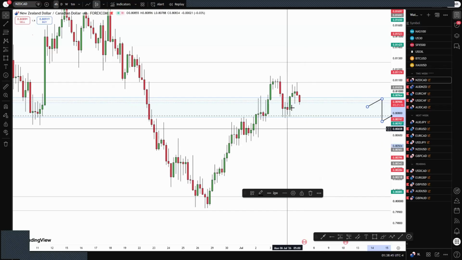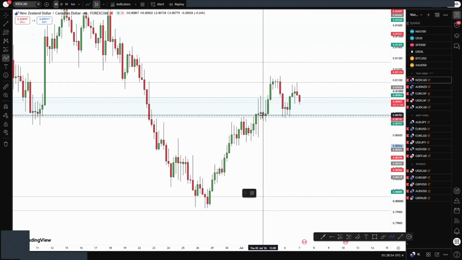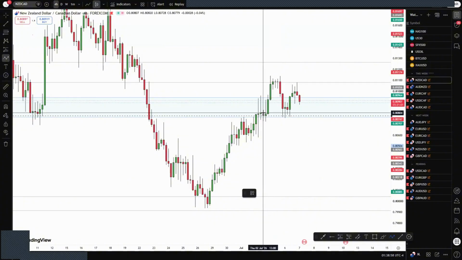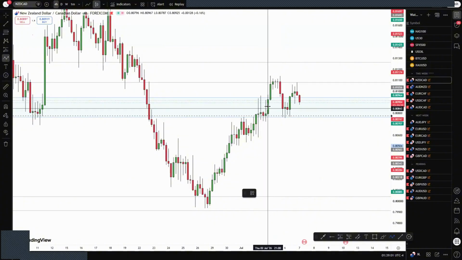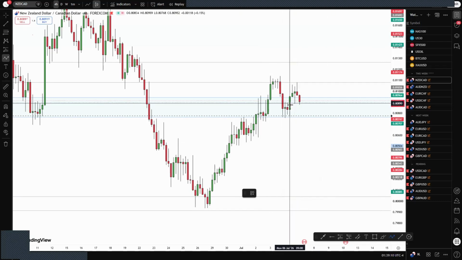So NZD CAD, as you can see, price is doing the exact thing I was telling you, right? Price hasn't broken below this level. Why? Because when we open New York session here, we analyzed this and this was buying. It was buying, so that's why you saw that buy.